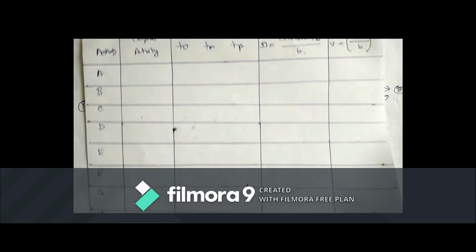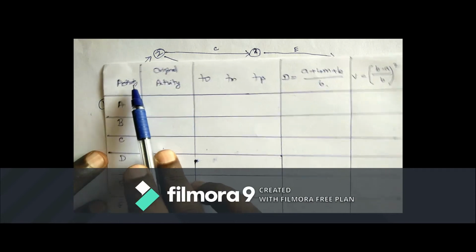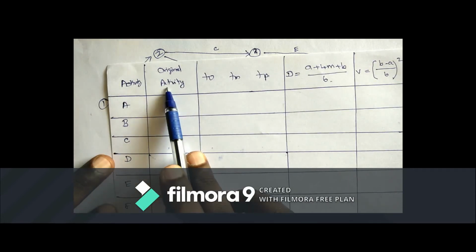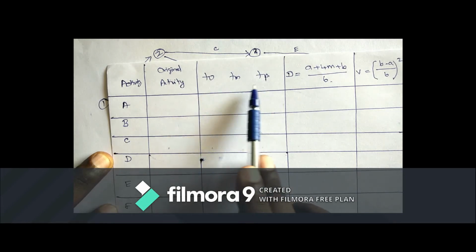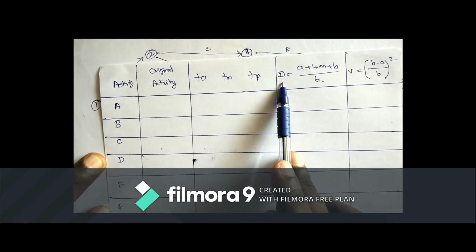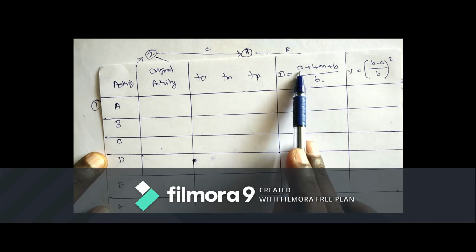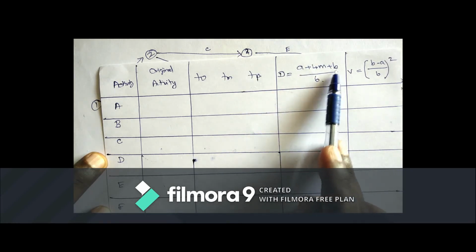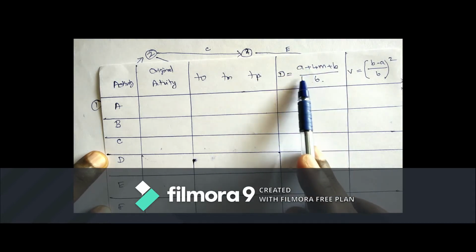Now I formulate one table like this. Here, the first is activity, the second is original duration, and the third are the values given in your question paper: To, Tm, Tp. We are finding the original duration based on this formula. So for finding the original duration, D equals (a plus 4m plus b) by 6. This is the formula to find our duration.